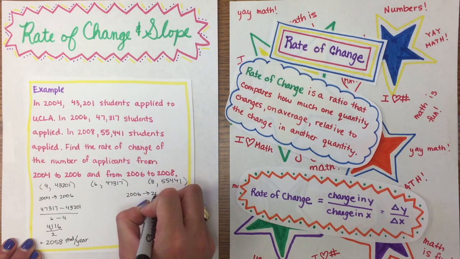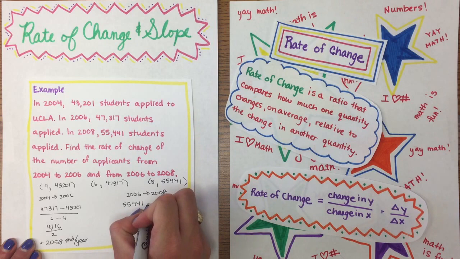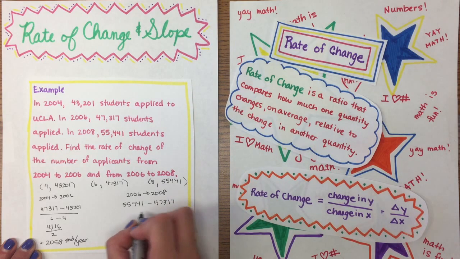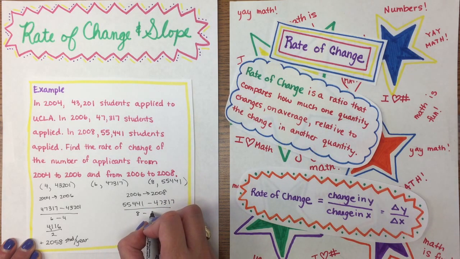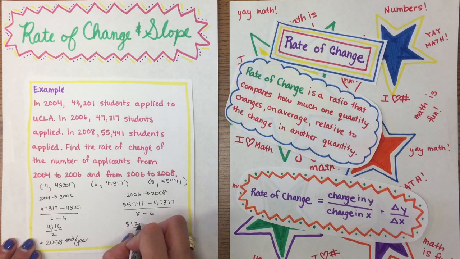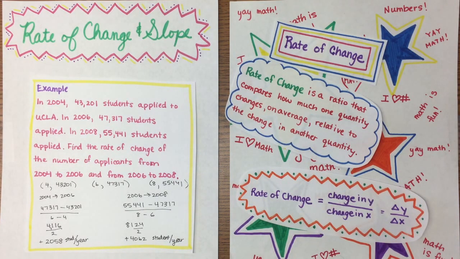From 2006 to 2008, in 2008 they had 55,441 applications, and in 2006 they had 47,317 applications, divided by 2008 minus 2006. So in those 2 years, they had 8,124 additional applications, which is positive 4,062 students per year, or really applications per year. So they had an additional 4,062 students apply to this school per year between 2006 and 2008.